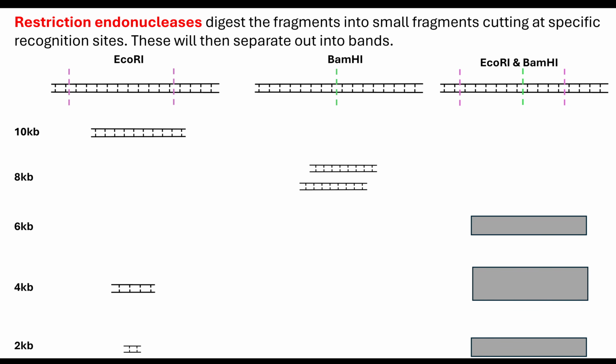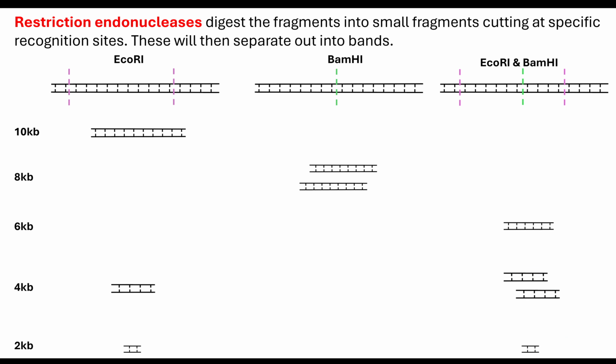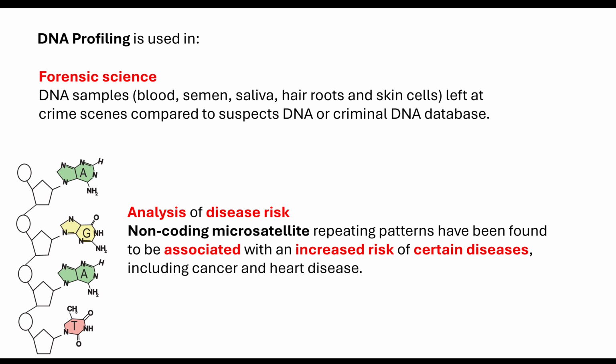So the bands will actually give you an indication of how many of them are there based on the size of the band. And if we include both of the restriction endonucleases together, what we can see is that we get a 6 kilobase pair, 2 4 kilobase pairs, and a 2 kilobase pair. So the banding, the way they separate out, allows us to identify how they can be similar through looking at those patterns.